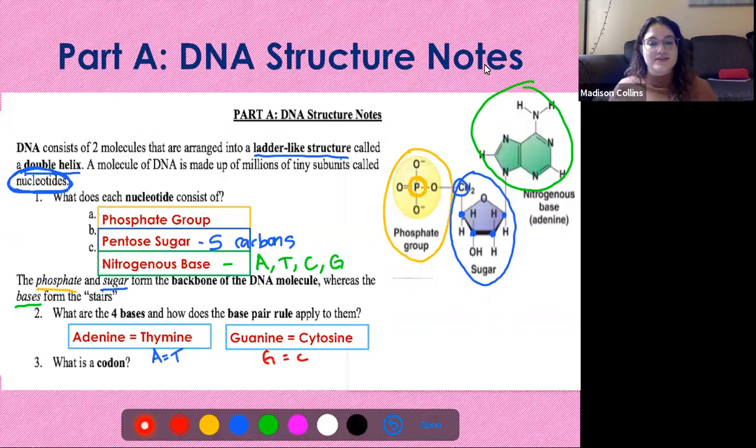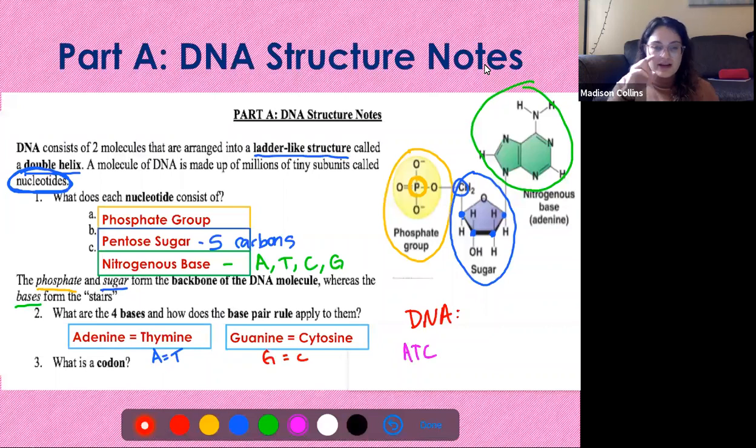Now, I told you guys this word yesterday, but I don't think I required you to write it down, but I want to know, what is this word, codon? Well, yesterday when we looked at DNA strands, we saw that those bases usually came in rows of 3. So we might have a section like ATC, GCA, TAG. They're always going to come in rows of 3.